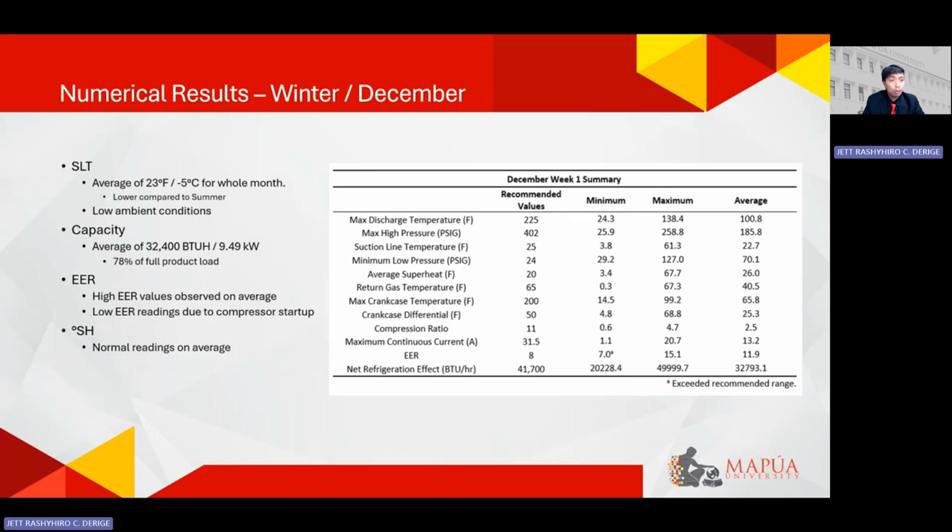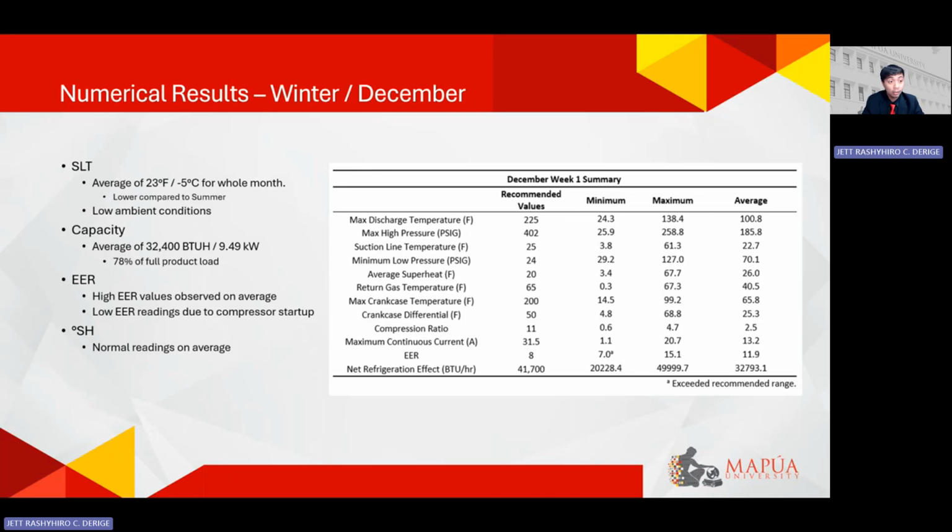So why only 78% of the full product load? This could be good evidence as well of the unit modulating on its required operation, because there is more load in the summer, much more heat infiltration inside the store because of higher ambient temperatures. So this can be due to the low ambient temperatures as well. That is why it has lower capacity.